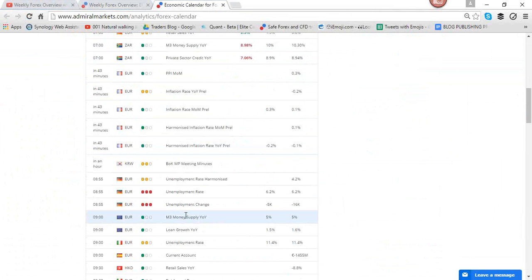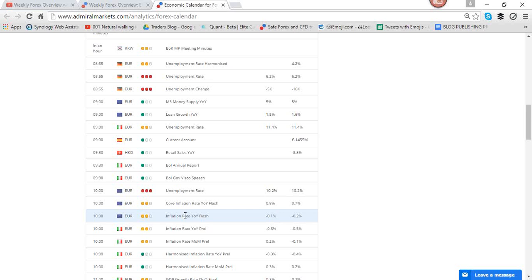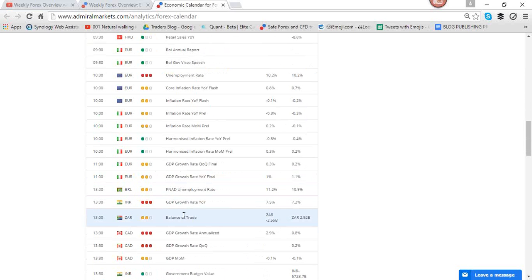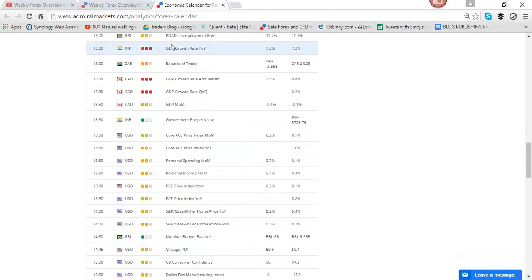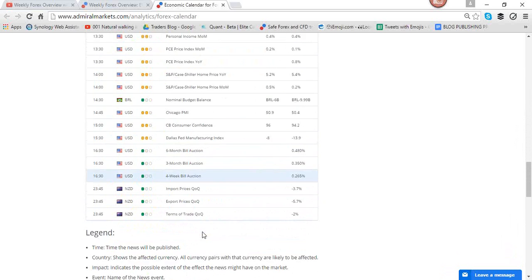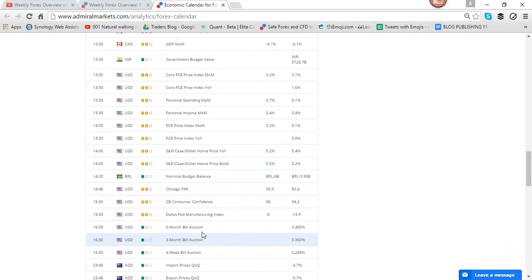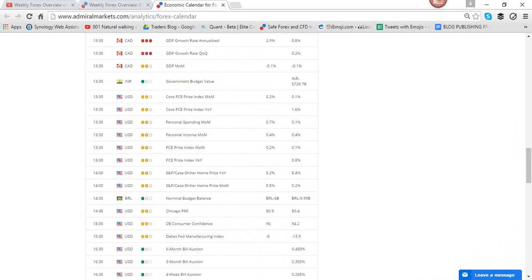Euro unemployment rates, unemployment change. We got the unemployment rate in Germany and the euro, and the CAD GDP. Those are all red tagged events, as you can see, and India 2 growth rate. Friday we got NFP, non-farm payroll. Of course, that's always interesting.